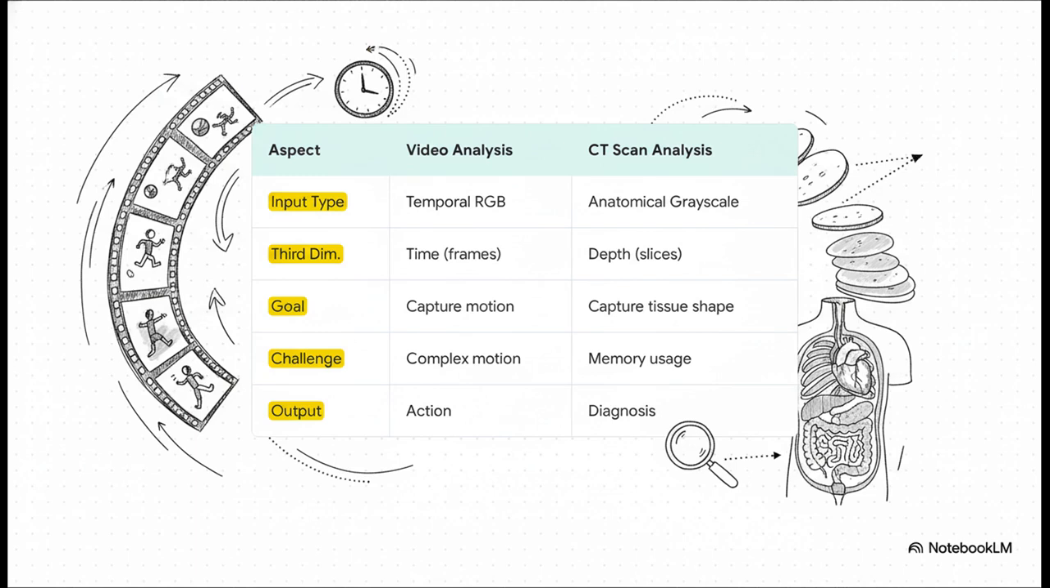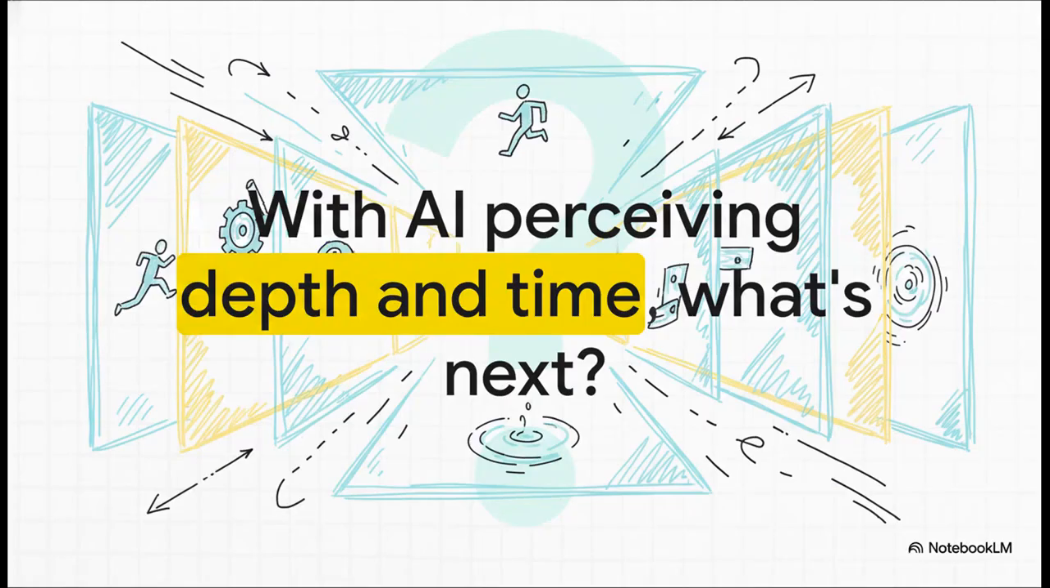But for a CT scan, the third dimension is real physical depth. The goal there is to capture the shape of tissues, and the biggest challenge is often just handling the huge memory required for those massive volumes. The output is totally different, running versus tumor present, but that underlying principle of learning from a 3D volume is exactly the same. When you boil it all down, what we've really done is give AI a whole new sense.